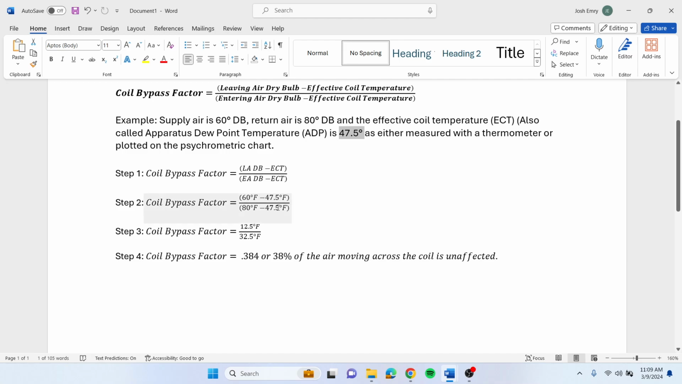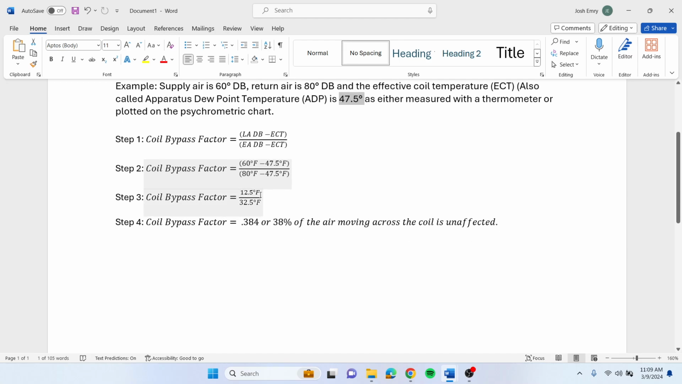So you enter those into the formula. If you take 60 degrees minus 47.5, and you take the 80 minus 47.5, you end up with 12.5 divided by 32.5. So 0.384, or 38% of the air moving across this particular coil in this example is being unaffected. So if you increase your airflow, you're going to have more bypass factor. If you decrease your airflow, then you're going to have less of a bypass factor.